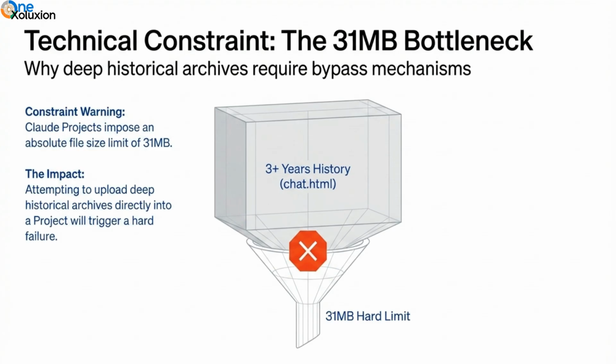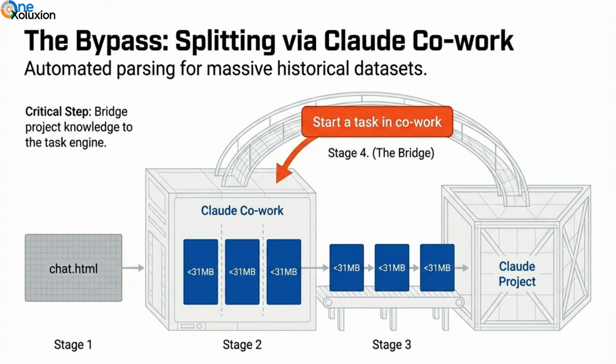Be aware of a technical constraint, the 31 megabytes bottleneck. Claude projects impose an absolute file size limit of 31 megabytes. Uploading deep historical archives directly will cause a hard failure. The bypass for massive historical datasets is splitting via Claude Cowork. This automated parsing process breaks down large files into smaller chunks that can be integrated into your Claude project.